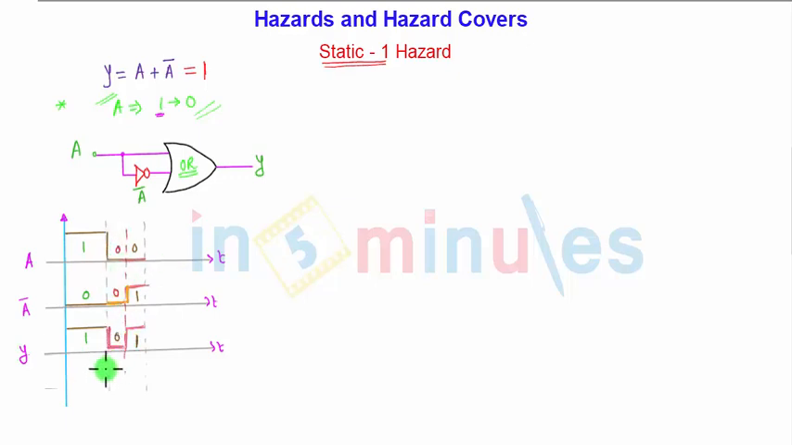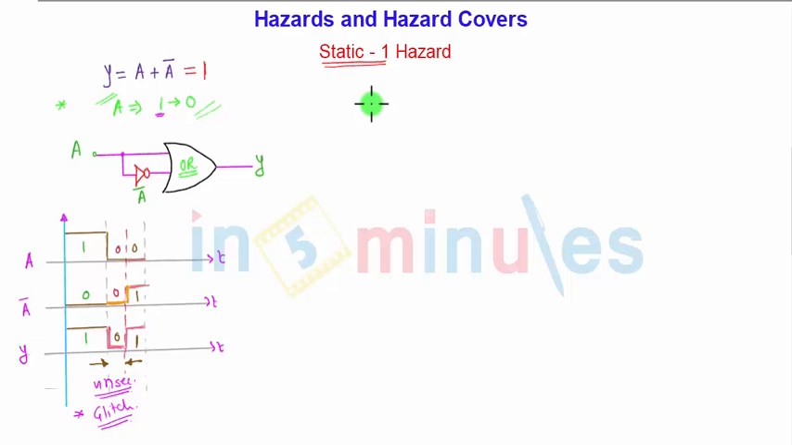This time period is in the order of nanoseconds, so I'll put it here as approximately nanoseconds. For this very short duration it is giving me 0 output, which is called a glitch. There is a problem of glitch in the combinational circuit, as you are seeing in this static 1 hazard. For combinational circuits it may go unnoticed because it is only nanoseconds.